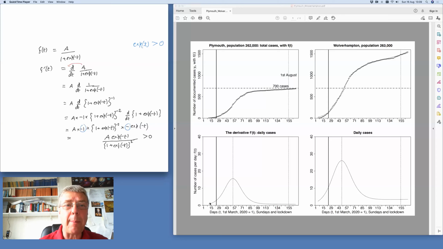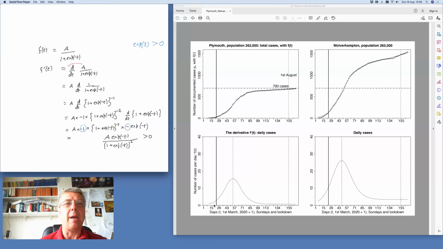And what I'm plotting there on the bottom graph here for Plymouth, and again on the other side for Wolverhampton, is f'(t). And remember, this represents the number of new cases on day t. So what we can see for the Plymouth case is that the number of new cases reached a peak, and the peak was around the value of 54, which corresponds to the 23rd of April.